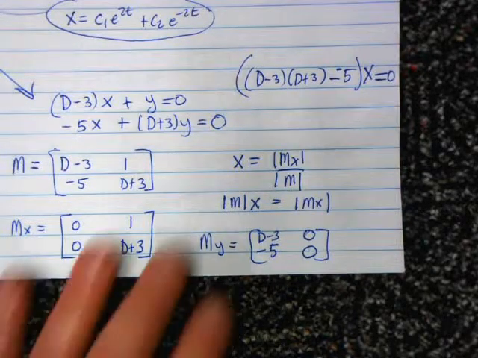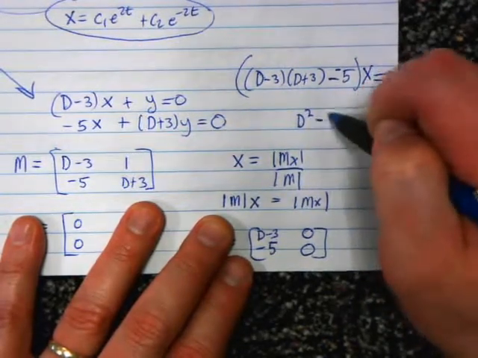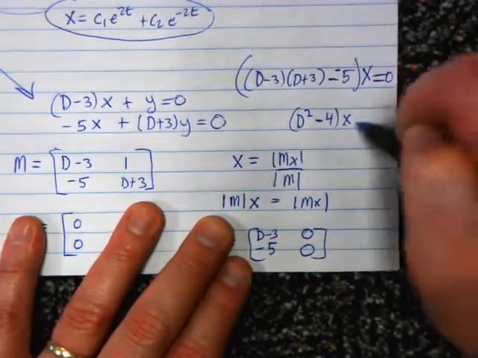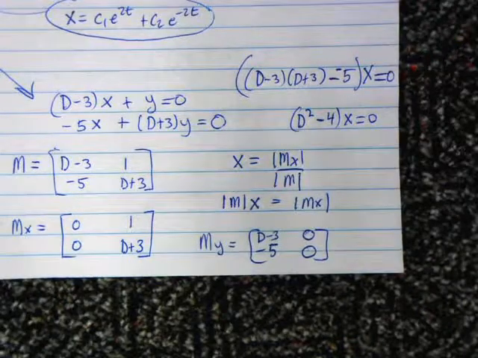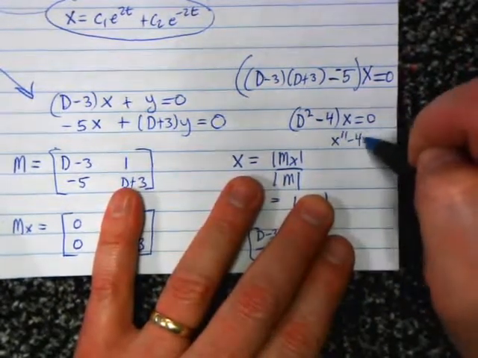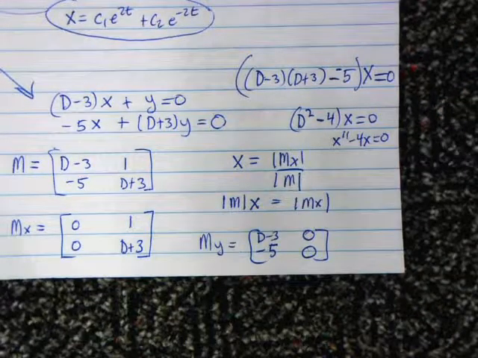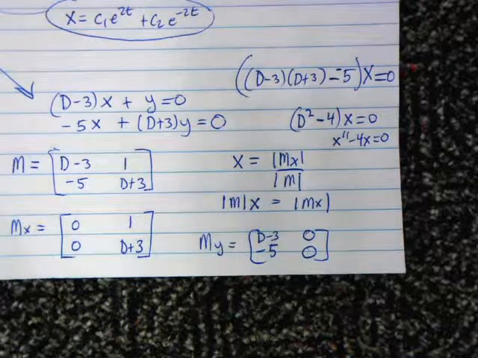Moral of the story is, look what we get. D squared minus 4 times x equals 0, which is x double prime minus 4x equals 0. We get exactly the same equation yet again. Questions on that?